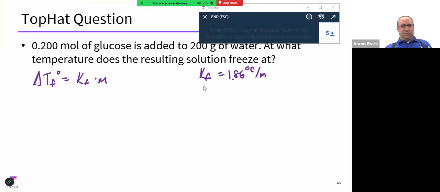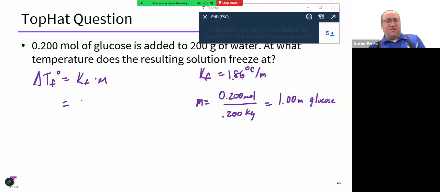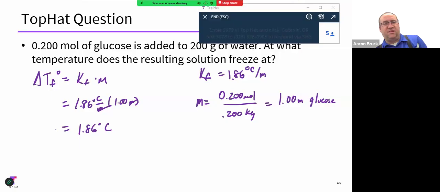All right, the numbers are set up very, very easily for us. We need to find the molality. So we need moles of glucose divided by kilograms of water. They've been kind enough to give us the moles of glucose. 200 grams is 0.2 kilograms. And so 0.2 divided by 0.2 would be a 1.00 molal glucose solution. Plugging into our freezing point depression, 1.86 degrees Celsius per molal times 1 molal, with degrees Celsius left over, we get 1.86 degrees Celsius.